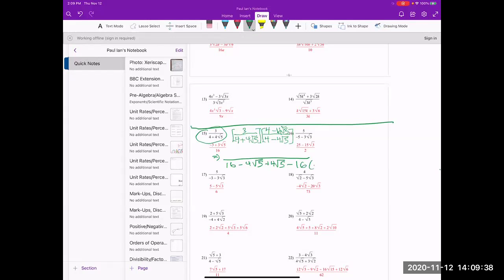16 times root 5 times root 5. Okay, and then the top is 12 minus 12 root 5. And then this one cancels out. See, 12 minus 12 root 5. And then you have this as 5.